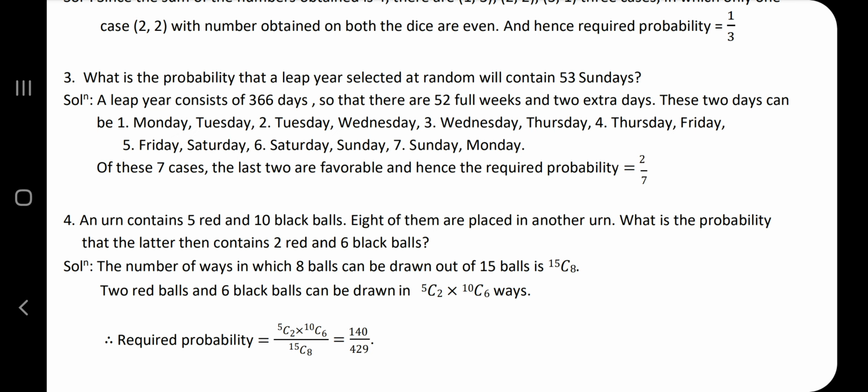If it is a normal year, only 1 extra day will be there. So Sunday, Monday, Tuesday, Wednesday, Thursday, Friday, Saturday can be the extra day. Out of 7, there is only one chance that it will be Sunday. So 1 by 7 will be the probability in a normal year.